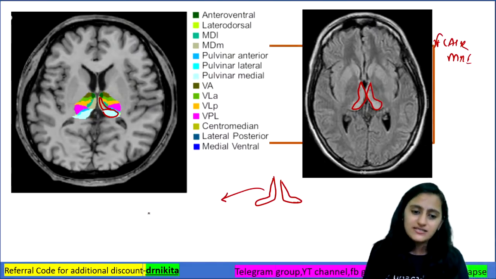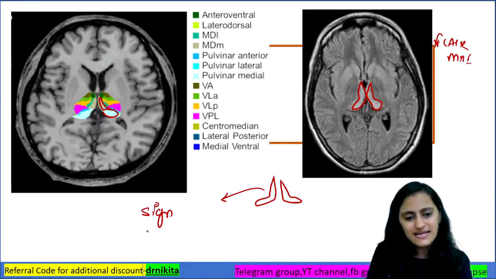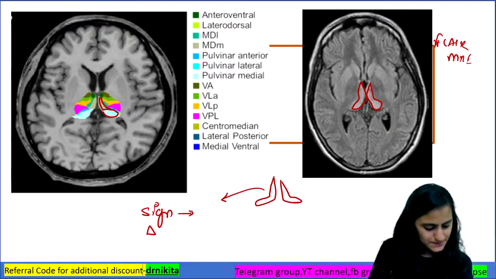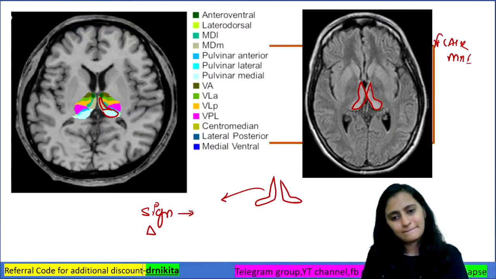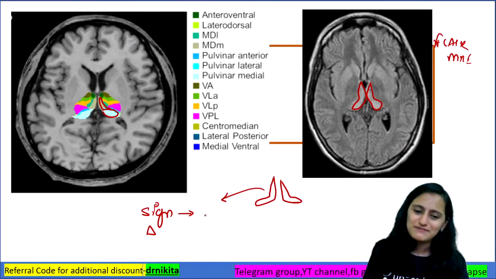Anyone? What is the diagnosis and what is the sign? You can see bilateral thalami. These are the thalami that you see here. What is the sign and what is the diagnosis? Anyone? Very good, Gagan. Absolutely right.